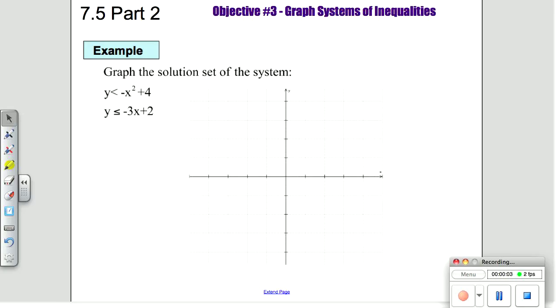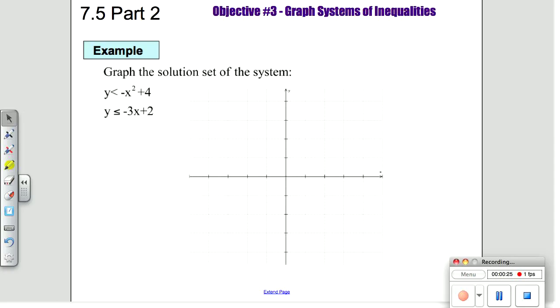Alright, this is section 7.5 part 2, and today we're focusing on objective 3. We're going to graph systems of inequalities, so we're going to graph more than one inequality. To do this, we're going to have to be really careful with our graphing and how we shade, and also you might want to have multiple colors, which can be helpful here.